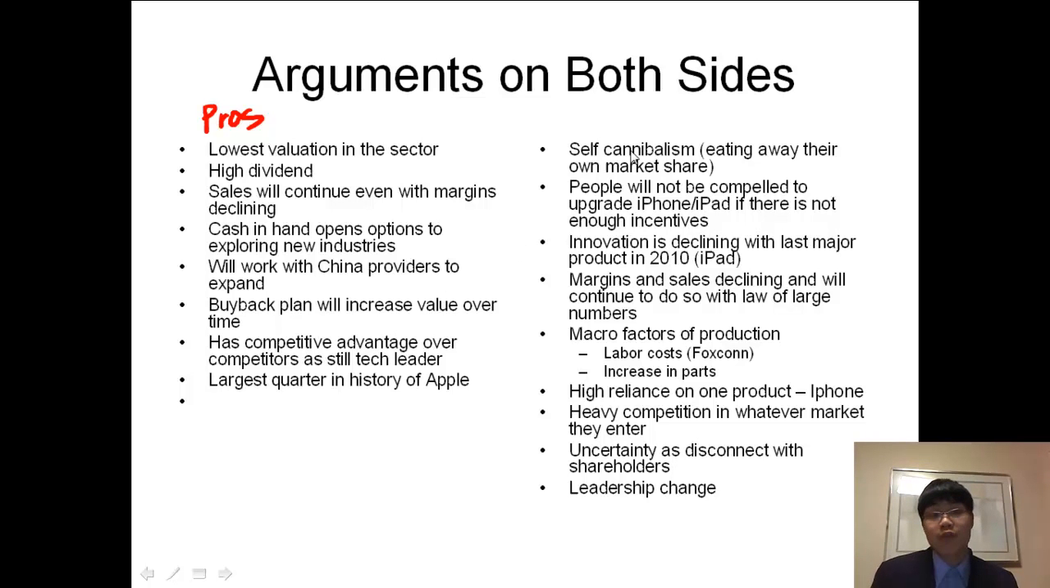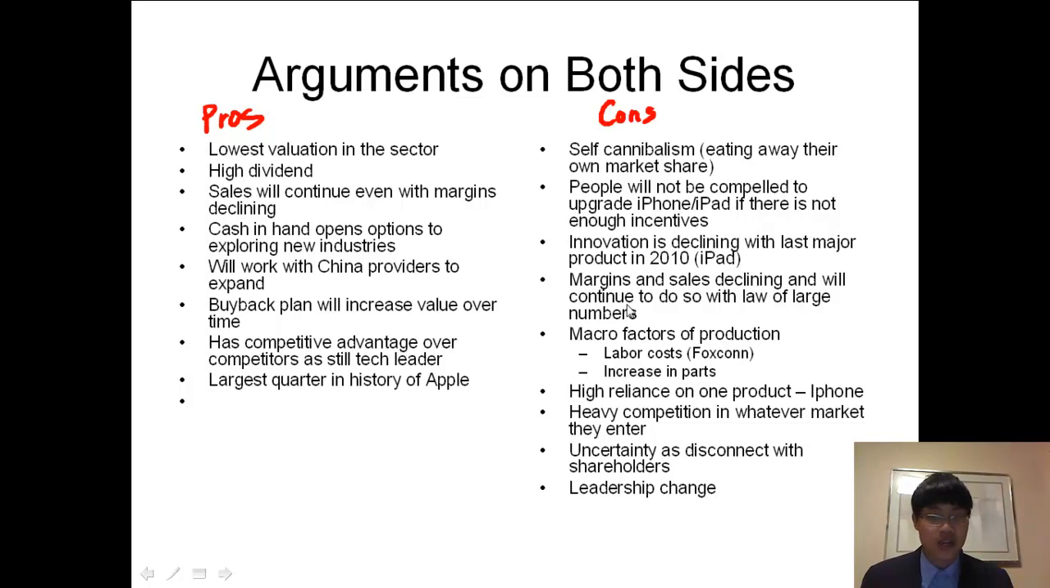But obviously you have the cons on this side: self-cannibalism, eating away their own market share, which is undoubtedly still happening, but from what Tim Cook says, this is a small portion of the decline that they've seen. And people may not be compelled to upgrade their iPhone and iPads anymore if they don't see new features coming out. Innovation, that's a huge key that we talked about.